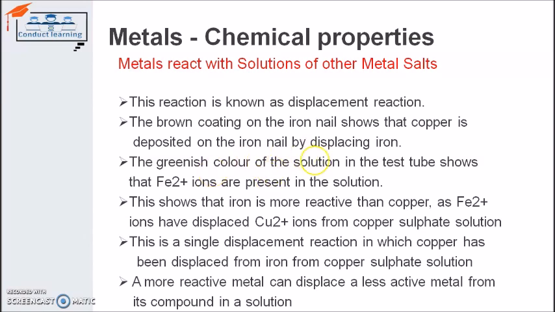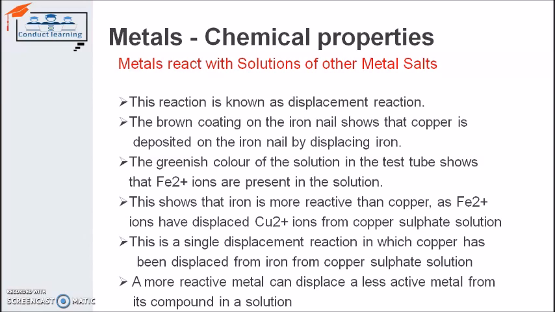The greenish color of the solution in the test tube shows Fe2+ ions are present in the solution. The color of blue is getting changed to a faded color or a green color. That means to say the iron ions are present in that, because iron is getting displaced. They show that iron is more active than copper, right? Because Fe displaces the Cu2+ ions from copper sulfate solution. This is a single displacement reaction in which iron has displaced copper from copper sulfate.